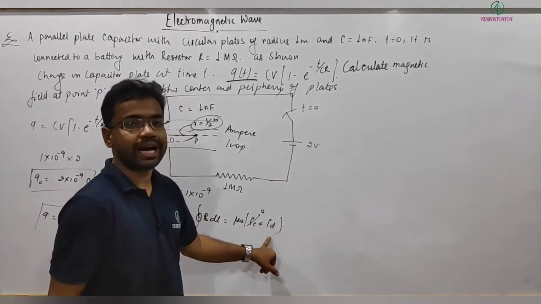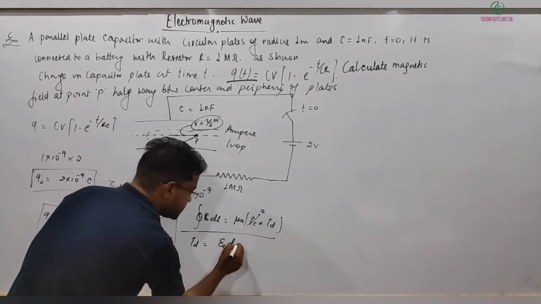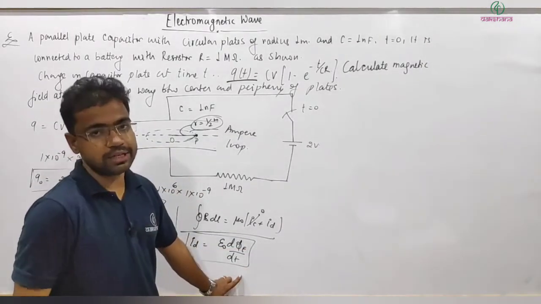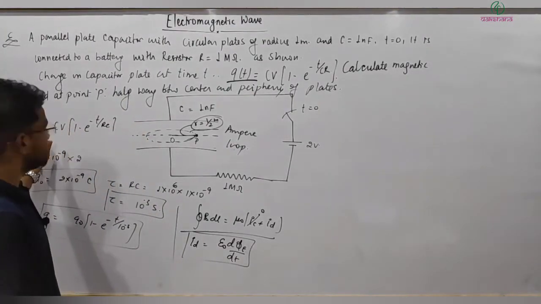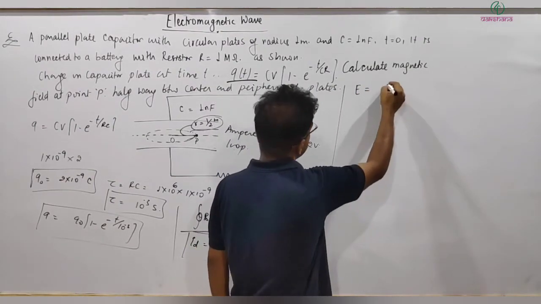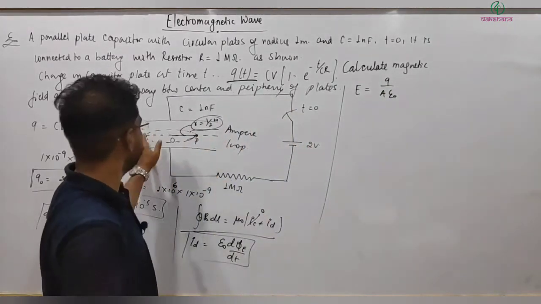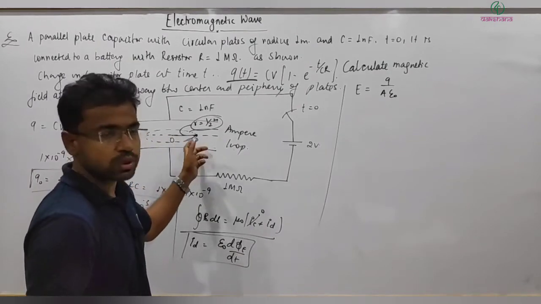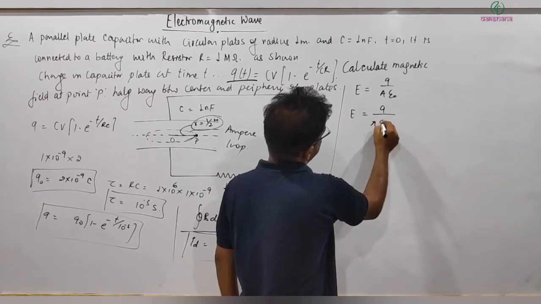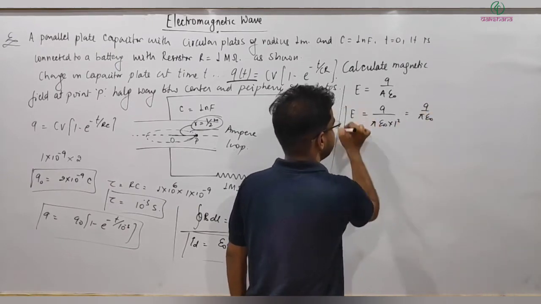So we know mu naught. Now we need to calculate the displacement current, ID. ID is epsilon naught times d phi E by dt, so for phi E we need the electric field. If the charge on the plates is q, then the electric field is E equal to q by A epsilon naught, and the area of the plate is pi times radius, with total radius 1 meter. So E comes out to be q divided by pi epsilon naught times 1 squared, that is, q by pi epsilon naught.